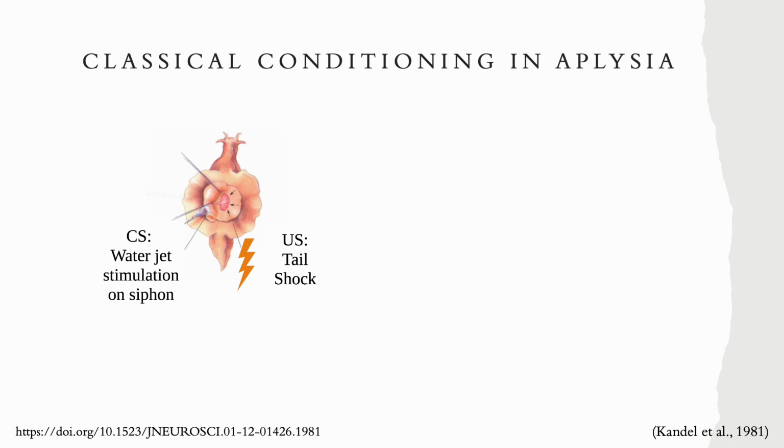Now let's utilize an example of classical conditioning in Aplysia californica. Again, this is some of our pivotal research in neuroscience, and Eric Kandel and his colleagues published this research back in the 80s. So first, in order to study classical conditioning, they needed to establish a conditioned stimulus and an unconditioned stimulus. The conditioned stimulus was water jet stimulation on the siphon, and the unconditioned stimulus was a tail shock because innately a slug does not want to receive that aversive shock.